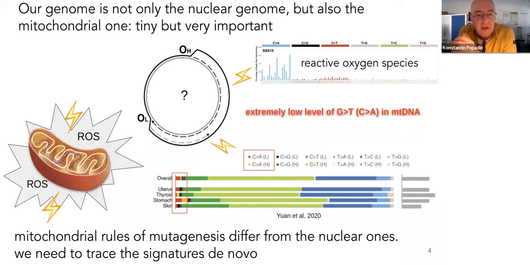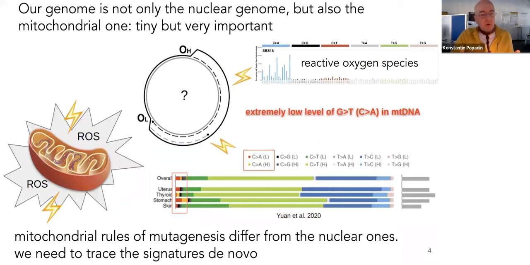So mitochondria is an organelle which generates ATP, the energetic molecule in our body. So we suspect that it can be under stress of oxidative damage. Reactive oxygen species are a normal byproduct of the respiratory chain, which generates ATP inside mitochondria. And this byproduct is chemically very active, so it can mutate DNA.